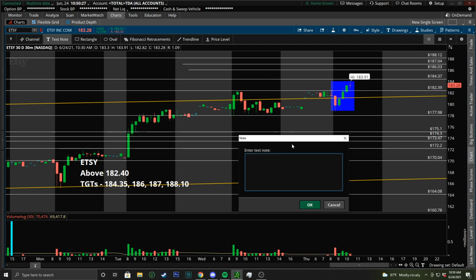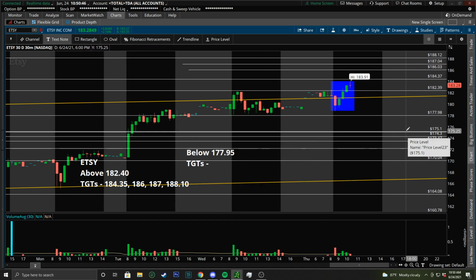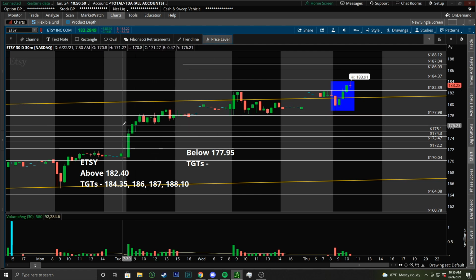So 178, or I guess we could say 177.95 would be a good break below. So let's say 177.95. Let's focus on targets now. Targets. Okay, so next level is 175. That's about a $3 drop-ish. So let's see if we can find something in between that isn't just made up.